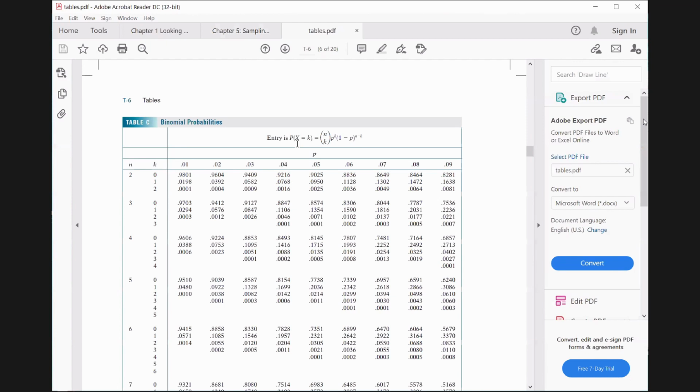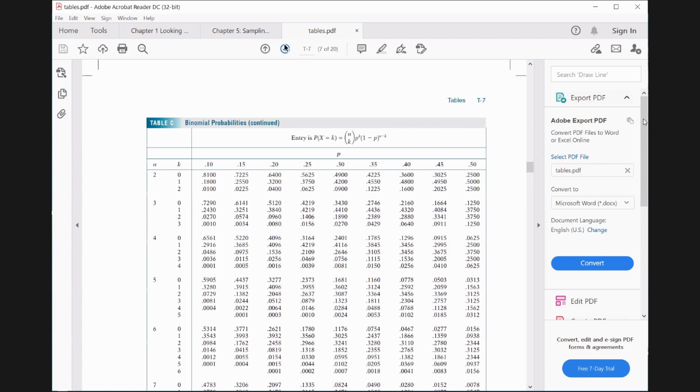That means in this table, we have the probability of x equals k when n equals 2, when n equals 3, when n equals 4, for some particular probabilities, when p equals 0.01 until 0.09. So this table of course does not have all solutions, but it has particular values for p and n. So we are in the case n equal 20.